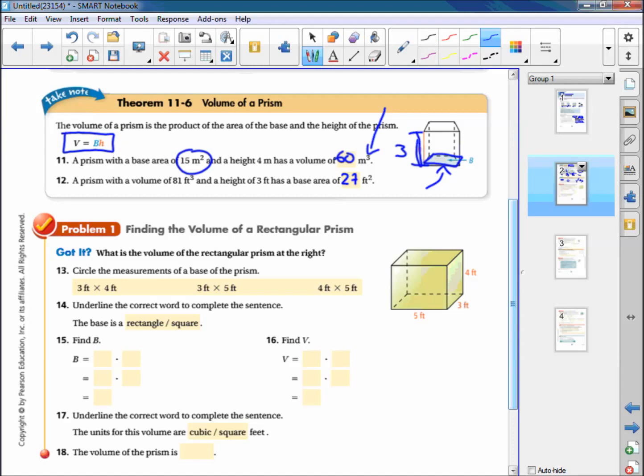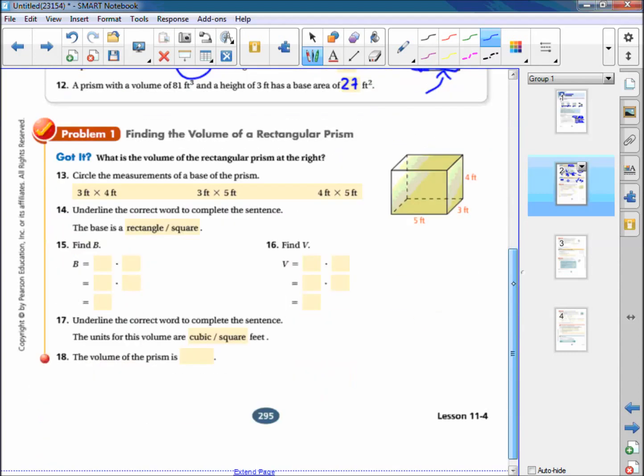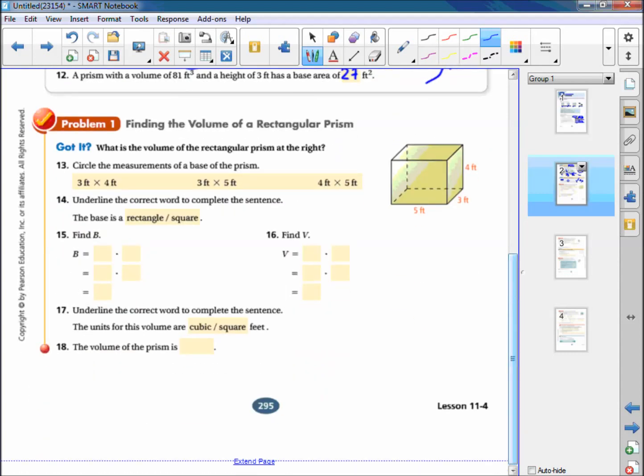All right, problem number 1, find the volume of this rectangular prism. So what is the volume of the rectangular prism at the right? Circle the measurements of the base of the prism. So the base of the prism is 5 by 3. That's the bottom cross section. So 3 by 5. Okay. Underline the correct words to complete the sentence. The base is a rectangle. It's not a square. It's 3 by 5.